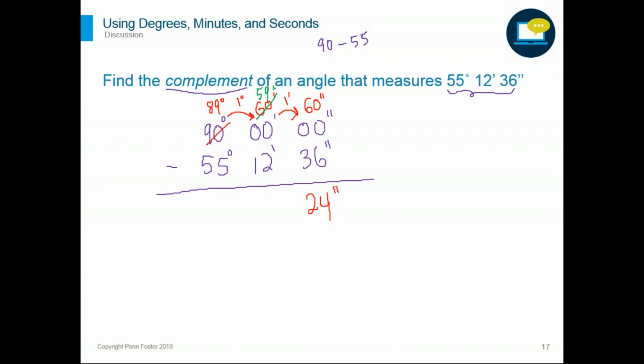So 59 minutes minus the 12 minutes would give you 47 minutes, and then 89 degrees minus 55 degrees will give you 34 degrees. So the other angle that is complement to this angle is 34 degrees, 47 minutes, and 24 seconds.